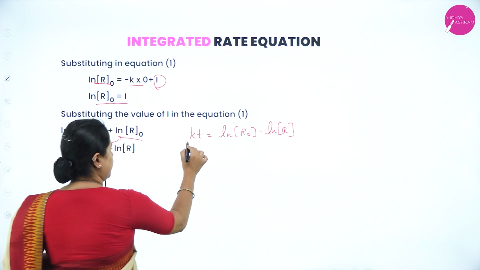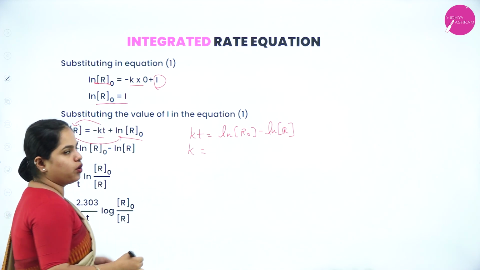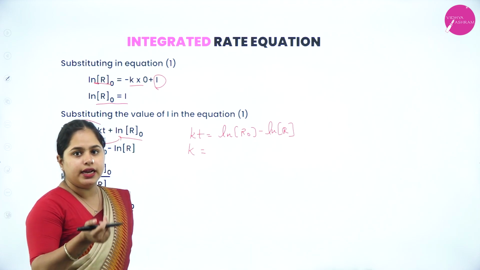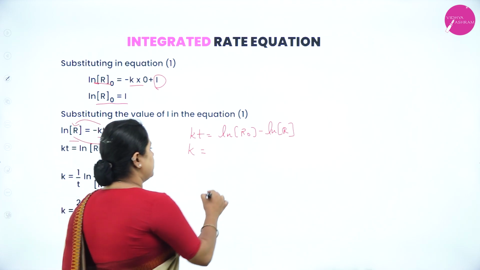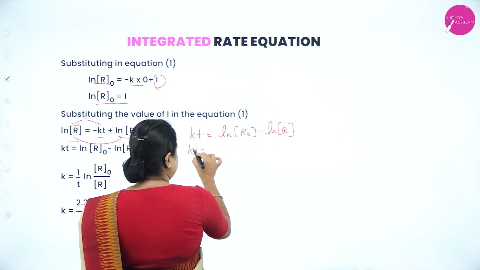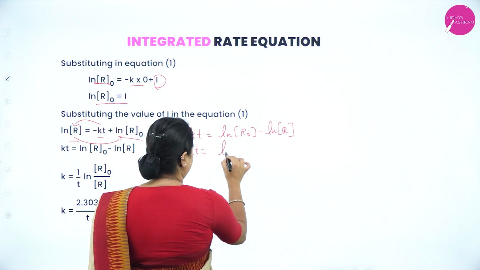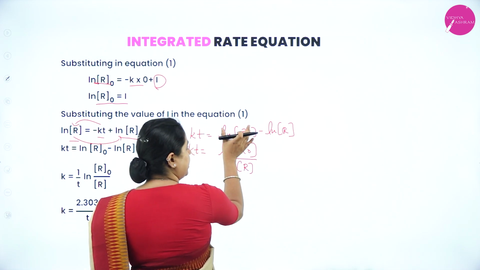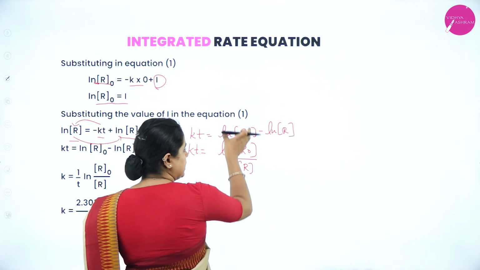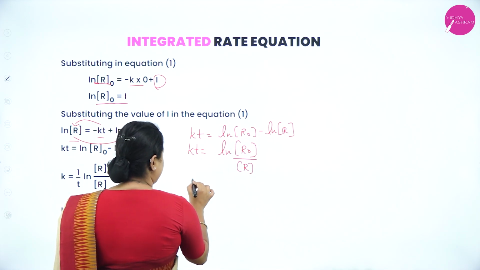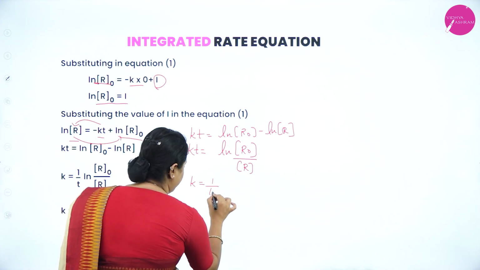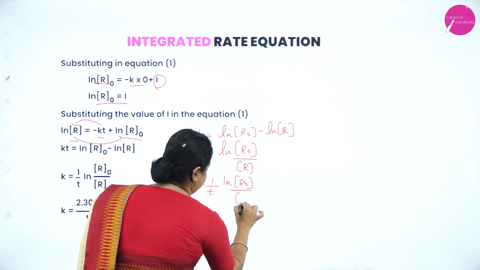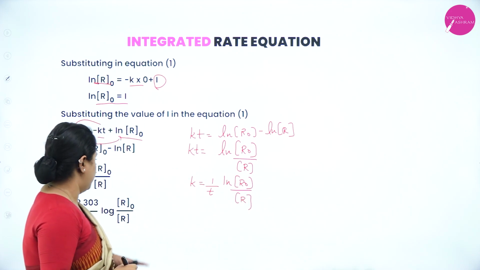Now what you are going to do? ln R0 minus ln R is in the format ln A minus ln B. What is ln A minus ln B? It is ln A by B. So you can write kt is equal to ln of R0 by R. Now you can take t to the other side, so you will get k is equal to 1 by t into ln R0 by R. So this is the other equation you can have.